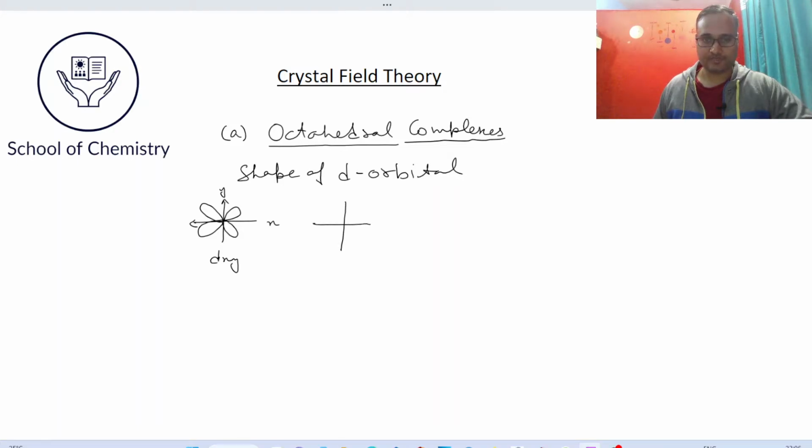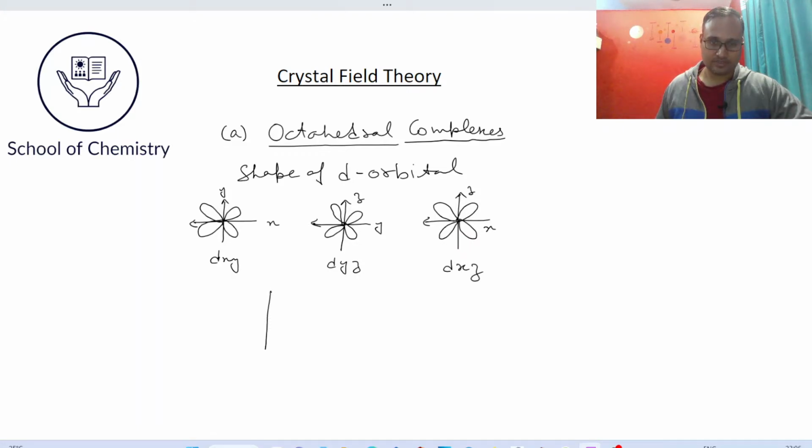Then we have dyz. If this is y, this is z, and the lobes are lying in the plane of the y and z axis, we can write it as dyz. And one more, we have xz, which has a similar shape, with the lobes lying in the xz plane. So this we call dxz.